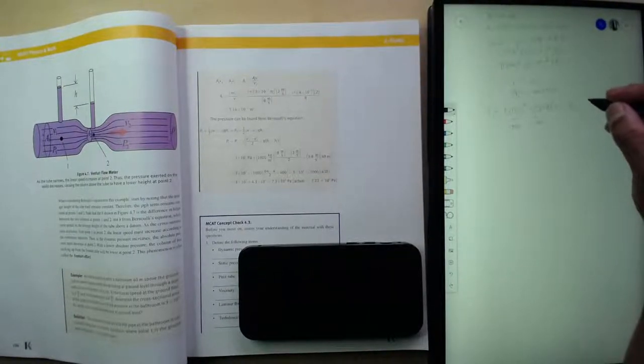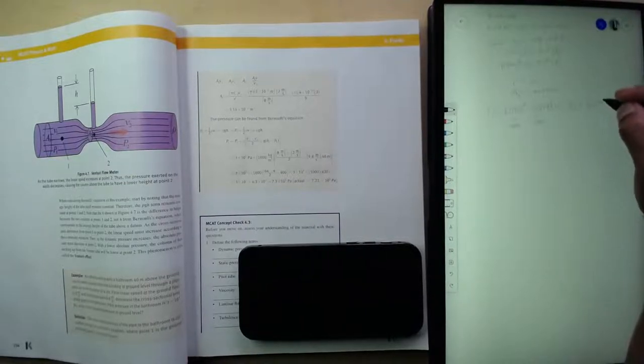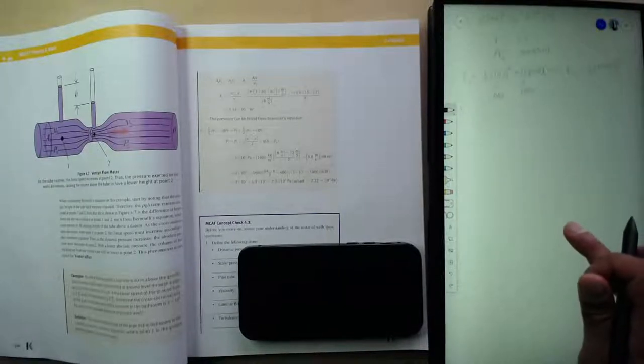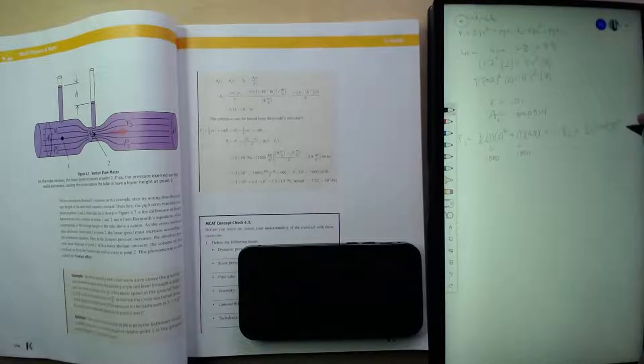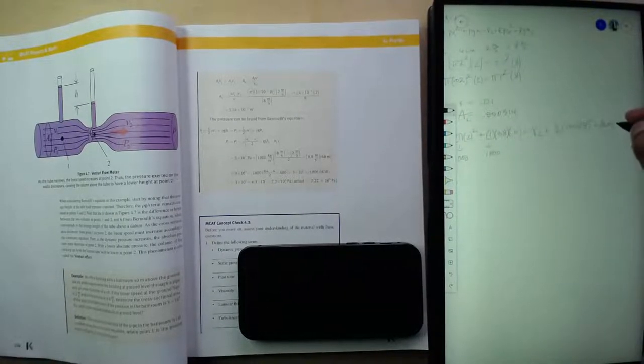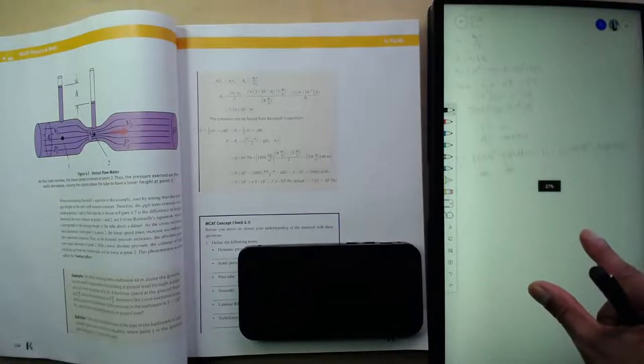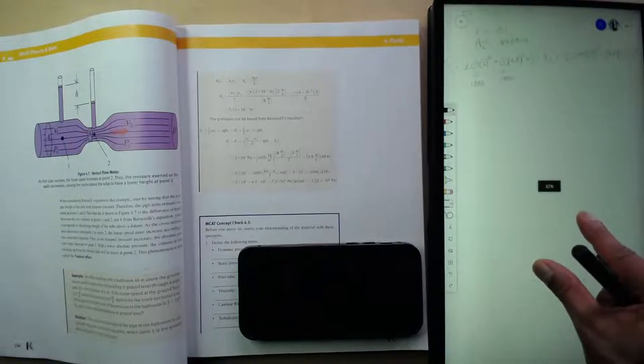Oh man. P2 plus 1/2 1,000. And then over here on this side, was it 4? 8? 8 meters per second. Plus rho, another 1,000. Rho g, 9.8. H, this time is 40. Yeah, this should work out, right? If we just do some calculating, I think this will work out.